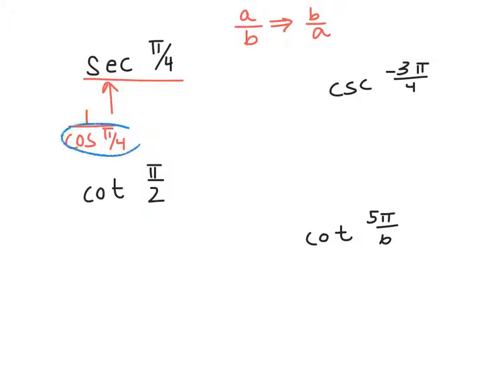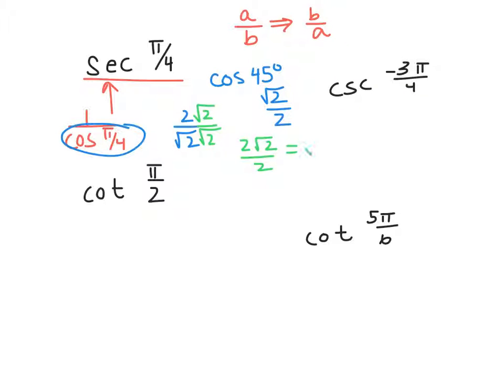So cosine of pi over 4 is the same thing as the cosine of 45 degrees. So if the cosine of 45 degrees is root 2 over 2, then the reciprocal of root 2 over 2 is 2 over root 2. Kind of not going in order here, but if I rationalize it, I multiply the top and the bottom by root 2. So this is going to be 2 root 2 over 2, which is just going to be root 2.